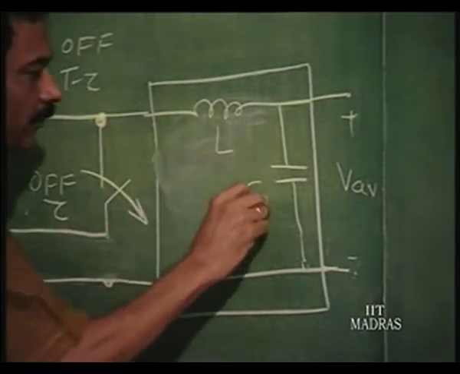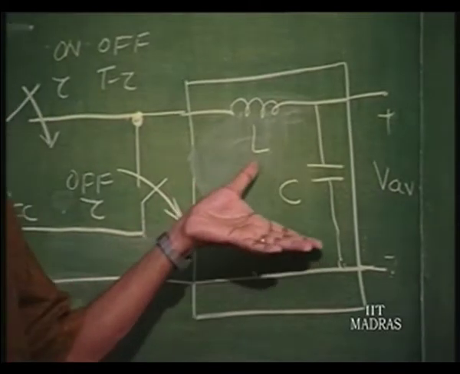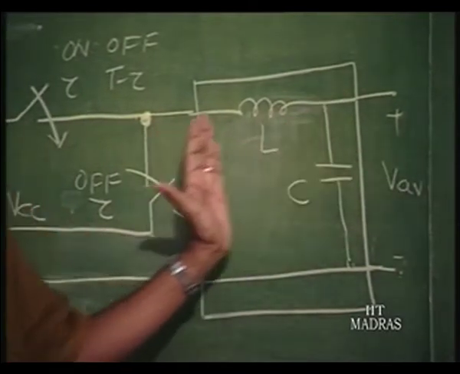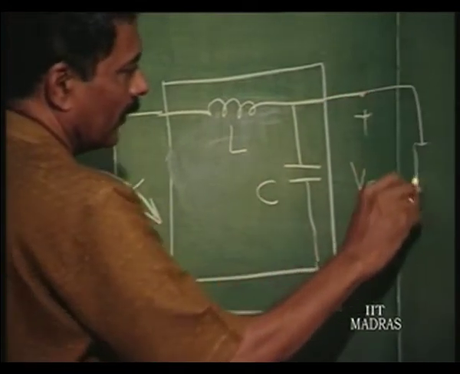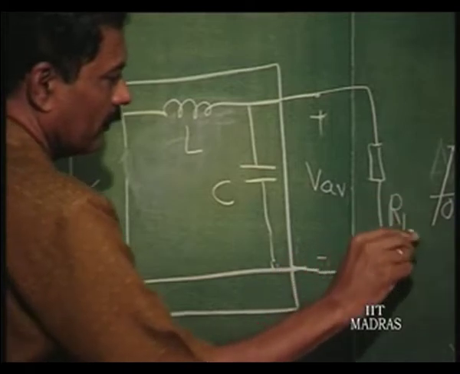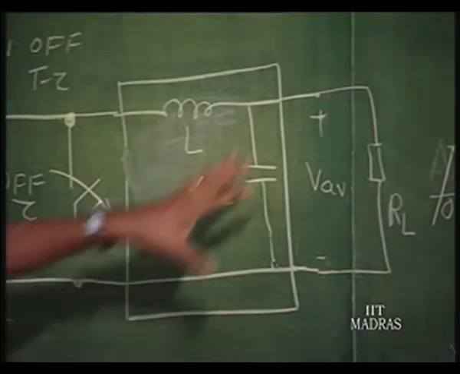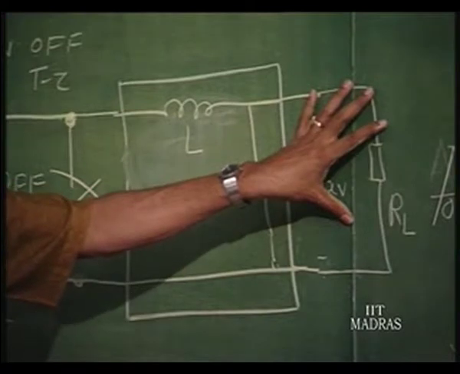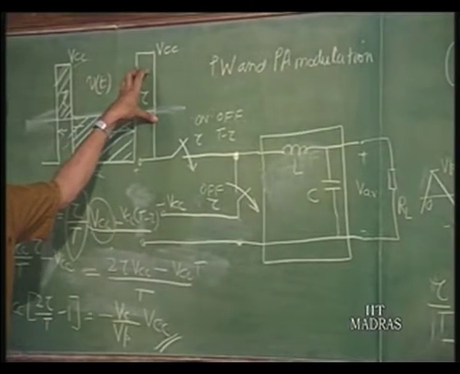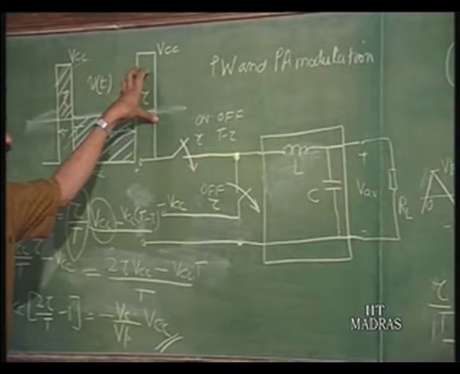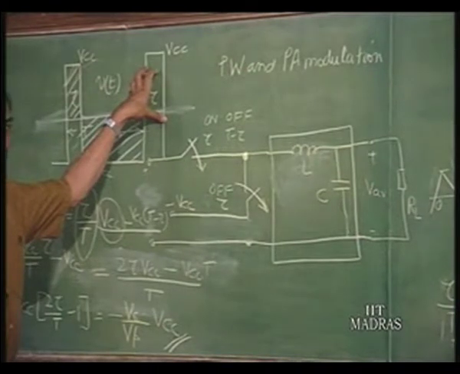So, if you are not happy with one section, you can put multiple sections of such low pass filters and then across the load we will have only the average component appearing. All the high frequency components at frequency corresponding to 1 over T will be eliminated, and therefore, we get very efficient power transfer, useful power transfer onto the load.